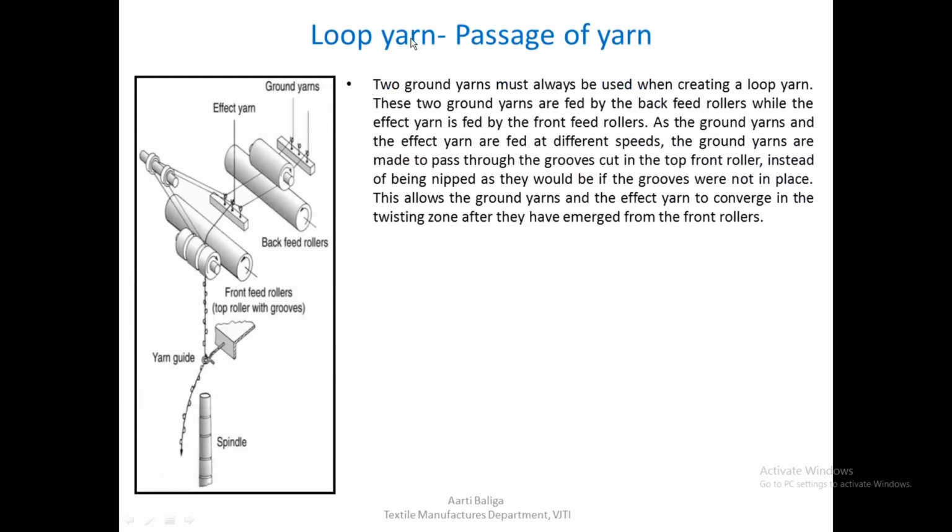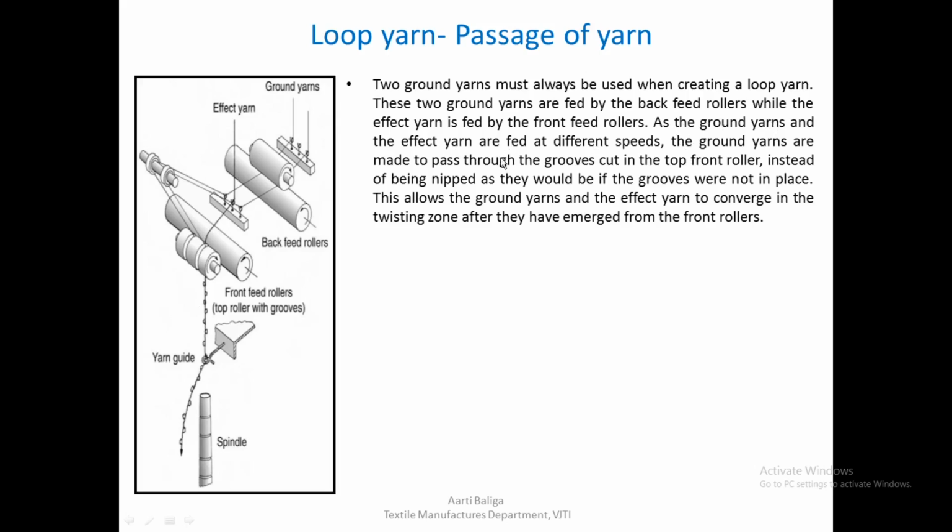Coming to the loop yarn passage, the loop yarn is also a similar yarn, and the passage is similar to that of the earlier passage that we have seen. Two ground yarns must always be used while creating a loop yarn. These two ground yarns are fed by the back feed roller, similar to the earlier passage that we just saw, while the effect yarn is fed through the front roller.